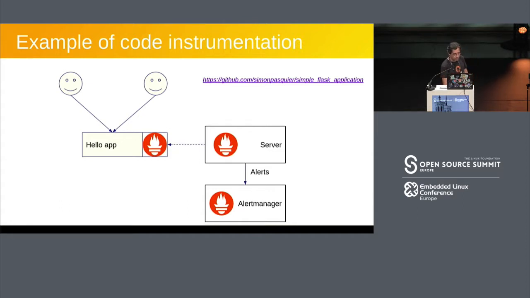So now let's go more into the code and what it means to instrument an existing application. For this presentation, I have set up something really simple, which is a web application, like a Hello World. That's a Python application. I have instrumented it with the Python client library. I've got a Prometheus server running next to it, scraping it, and I've got Alertmanager in place that is receiving alerts from Prometheus.